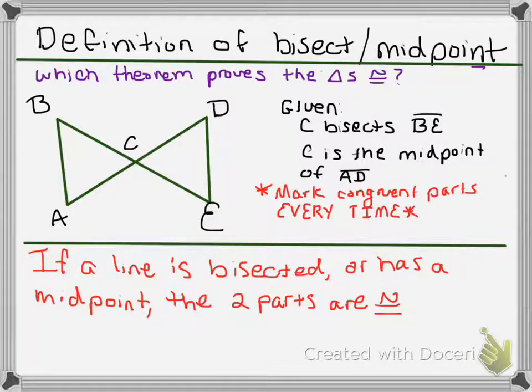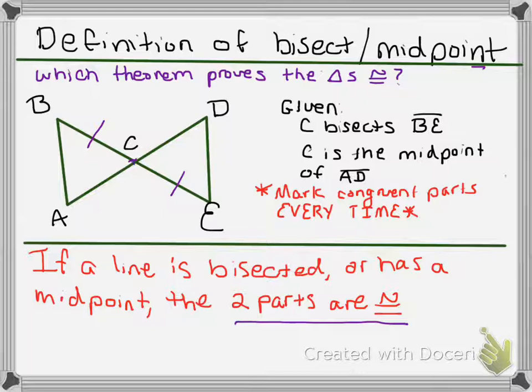Alright, so it says that C bisects BE. That means that point C is in the middle of BE. If something bisects something, it means that it cuts it in half and the two parts are congruent. So we know now, because C bisects BE, that BC is congruent to CE.